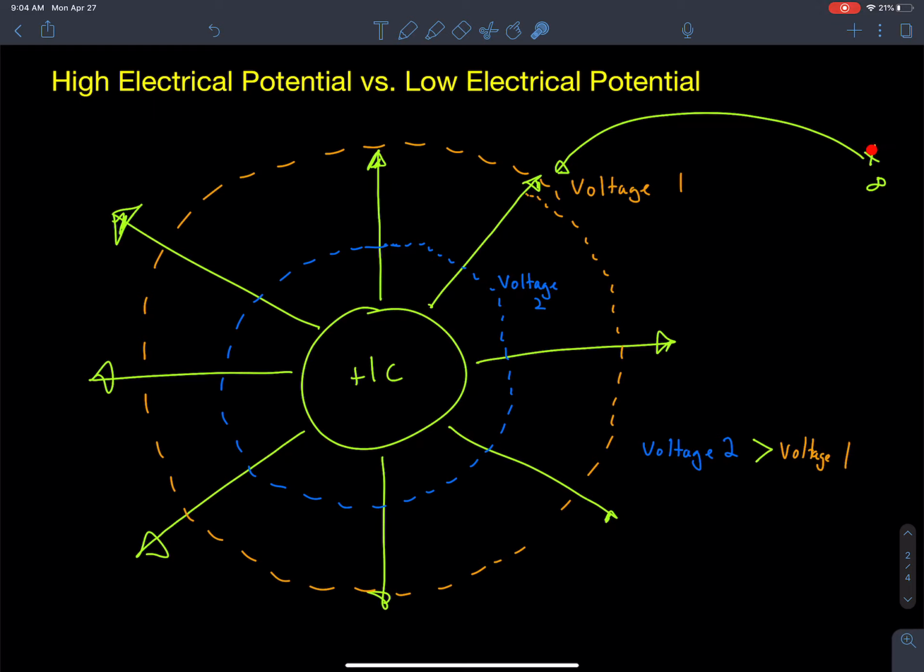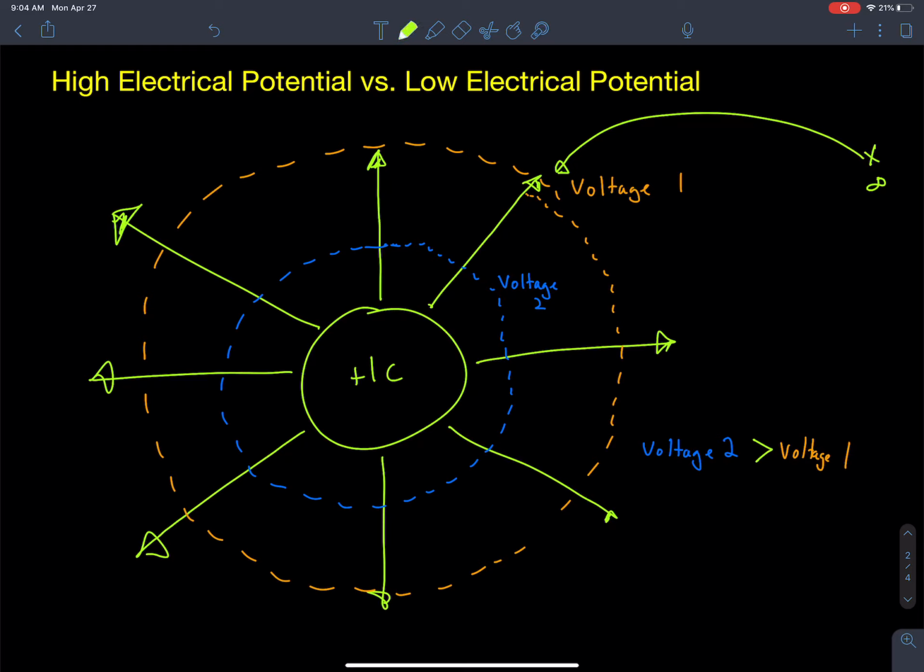I would have to do less work to go to voltage 1 than I would if I went to voltage 2. Voltage 2 is closer to that charge, so I'd have to do more work. And if I walked around that circle, I would have the same voltage as voltage 2. So voltage 2 is a higher voltage than voltage 1. It has higher potential energy. If I wanted to go from here to here, I'd have to jump a potential difference, and that potential difference would tell me how much work I would have to do.